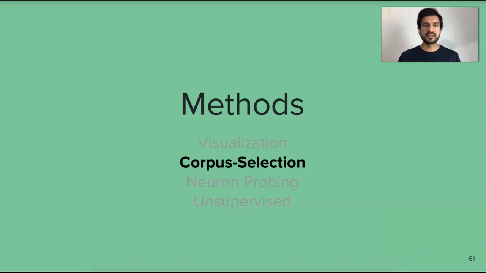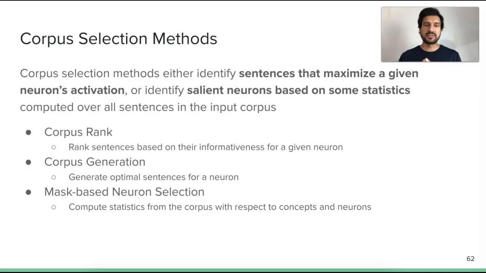So the second class of methods that we are going to look at work on some intelligent selection over the corpus and make the overall process of neuron analysis much more efficient. Corpus selection methods either identify sentences that maximize a given neuron's activation or identify salient neurons based on some statistics computed over all sentences in the input corpus. We divide them into three categories: corpus rank, corpus generation, and mask-based neuron selection.